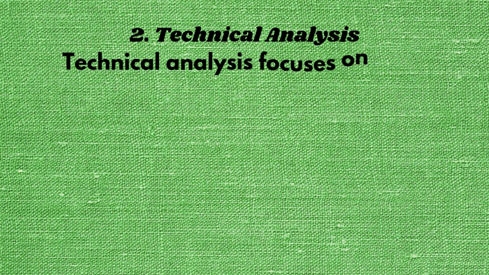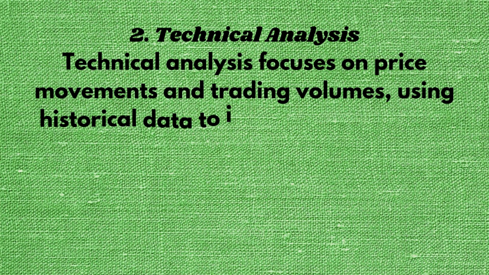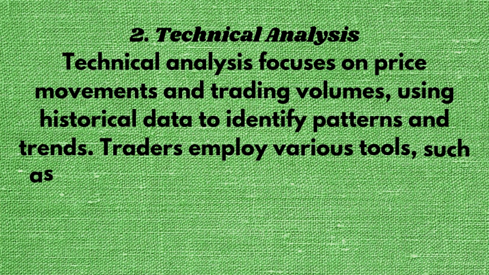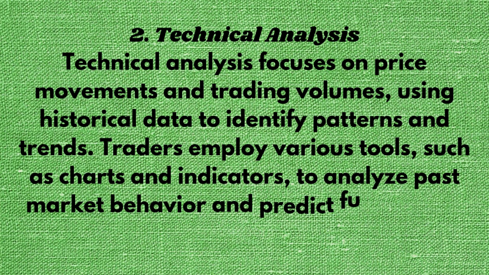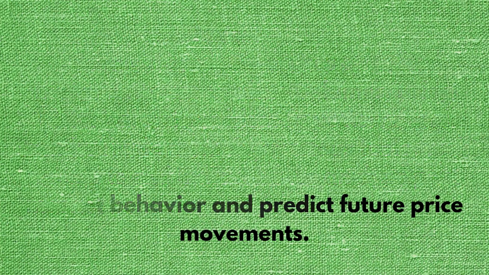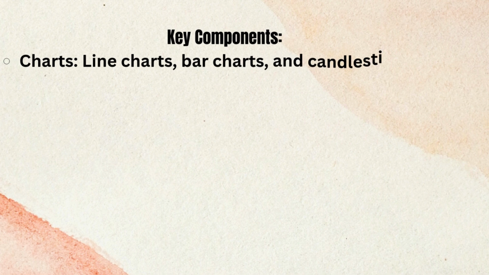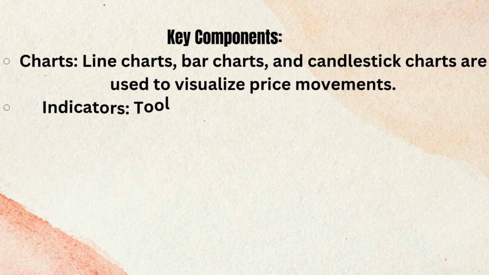The second type of analysis is technical analysis. Technical analysis focuses on price movement and trading volumes, using historical data to analyze the patterns in the trades. Traders employ various tools such as charts and indicators to analyze past market behavior and predict future price movement. A key point that technical analysis uses is the chart. For example, we have line charts, bar charts, and candlestick charts, which are used to visualize the price movement.